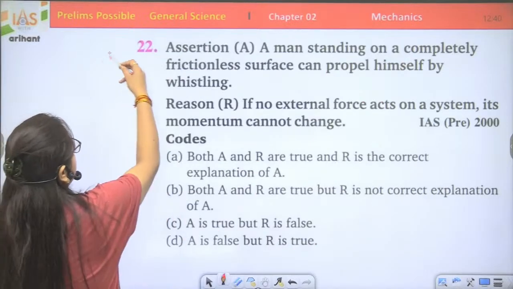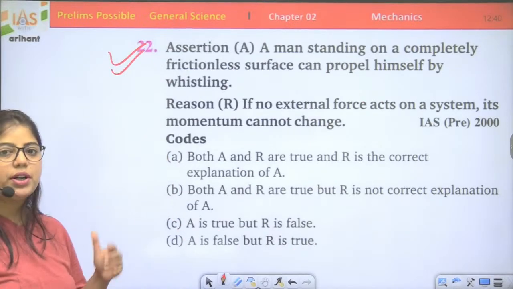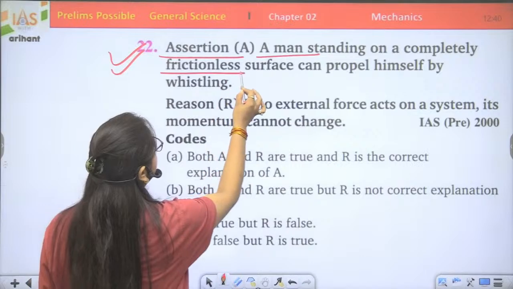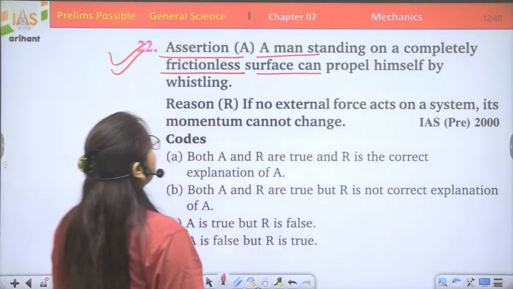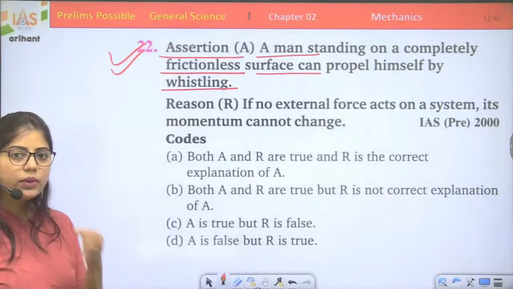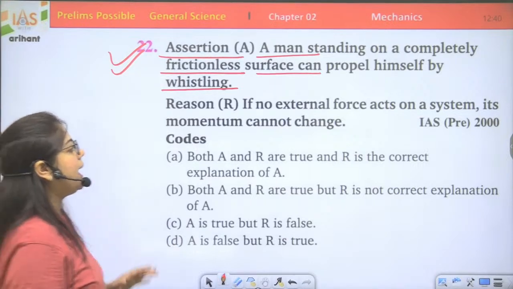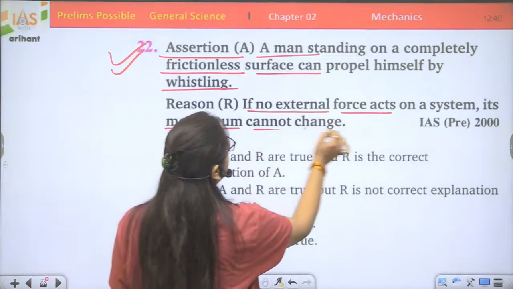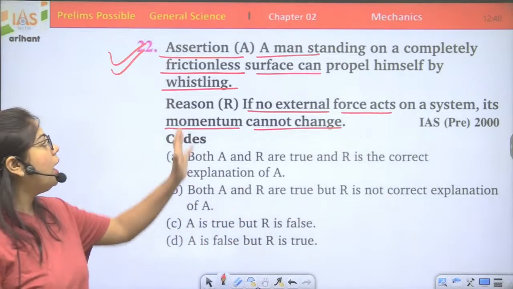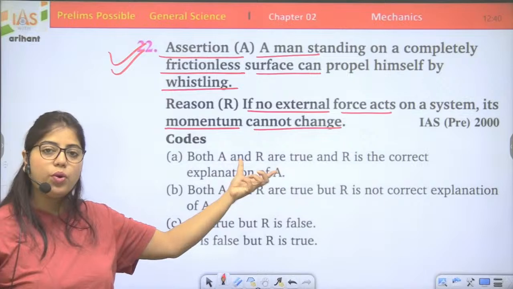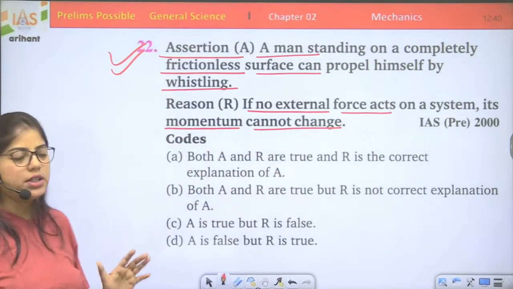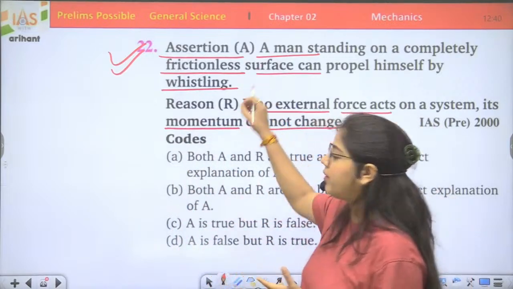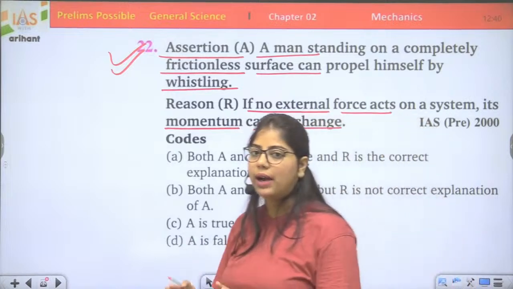Now comes the next question. Question number 22. Assertion and reason questions are here. Assertion says a man standing on a completely frictionless surface can propel himself while whistling. Right? Reason: if no external force acts on a system, its momentum cannot change. Is the assertion true, or is the reason true, and also a correct explanation of the assertion? You must understand the assertion, and after this understand the reason given for the assertion here, and then you have to answer this question.